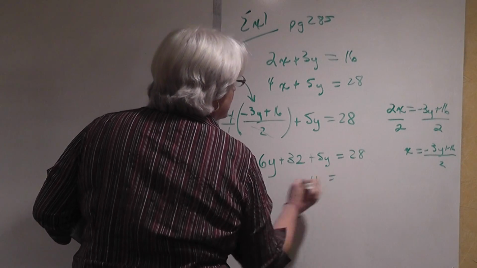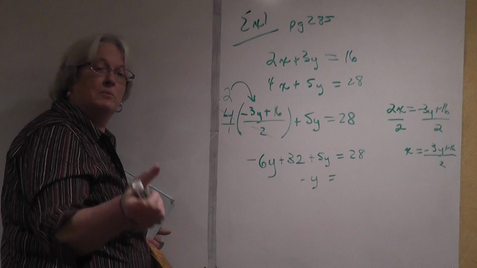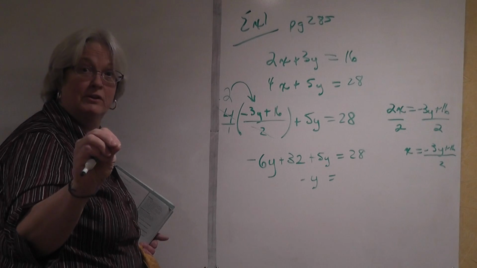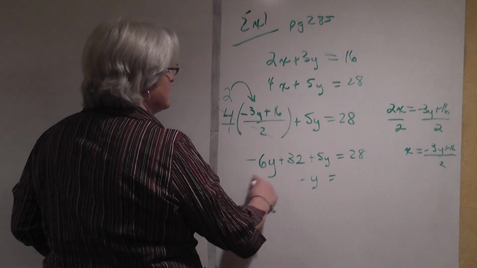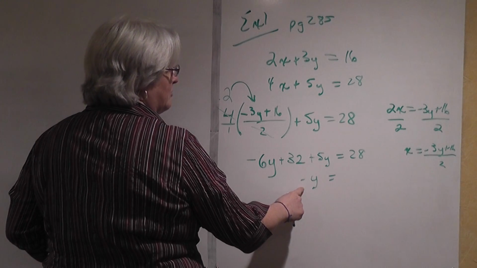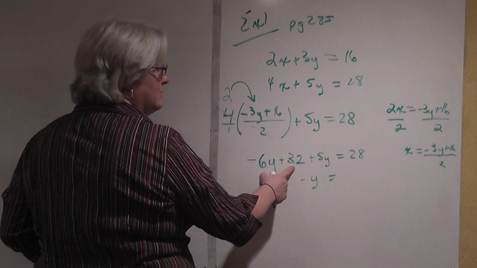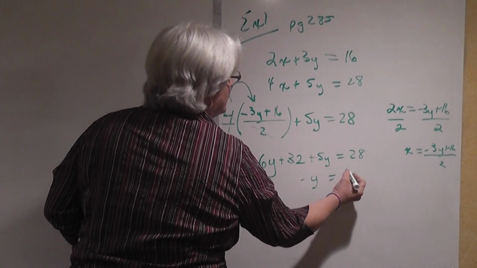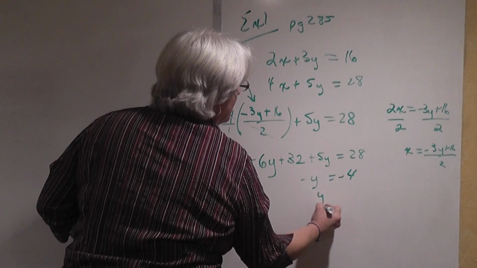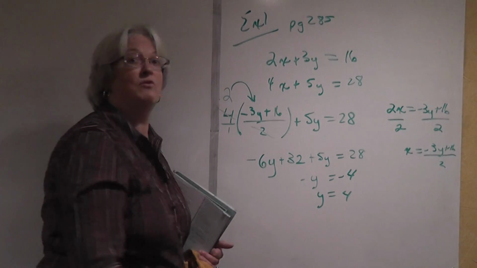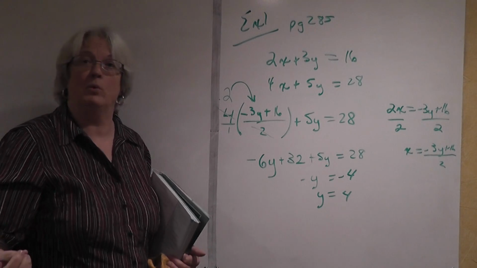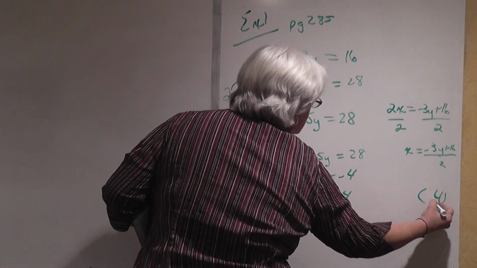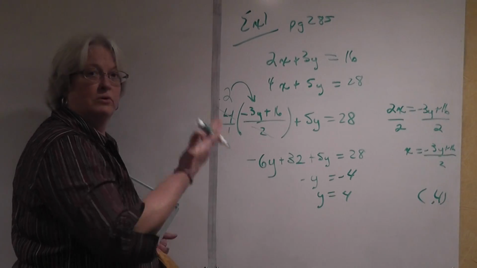Negative y is equal to, combining several algebraic arithmetic steps here that you're allowed to do. Negative 6 plus 5 is negative y. Positive 32 minus 32 goes away. 28 minus 32, negative 4. Y is equal to 4. Okay? We now have a value for our y coordinate in the solution. I'm going to erase this mess.